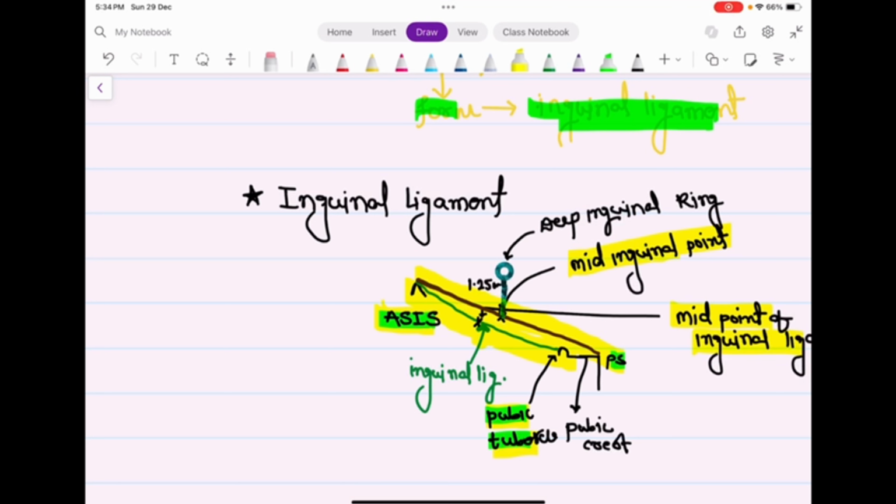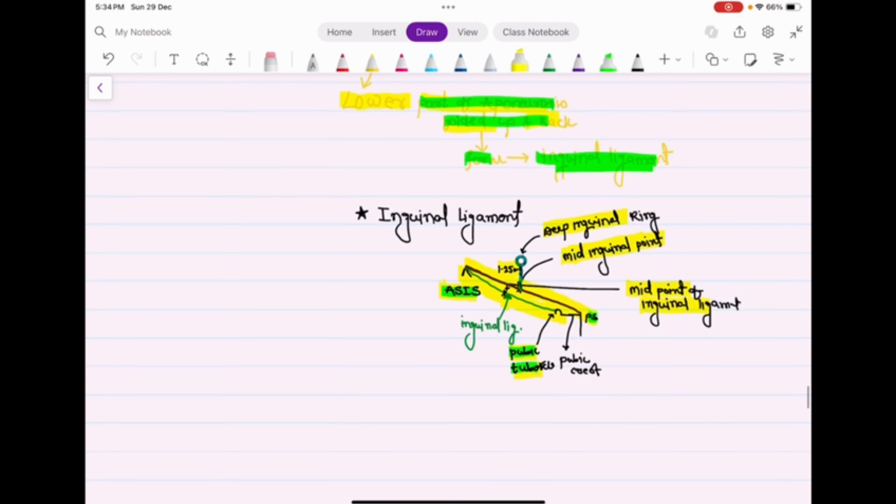The significance of the mid-inguinal point is that the deep inguinal ring is present 1.25 centimeter above the mid-inguinal point. Okay, the deep inguinal ring is present 1.25 centimeter above the mid-inguinal point. Okay, this is the inguinal ligament.